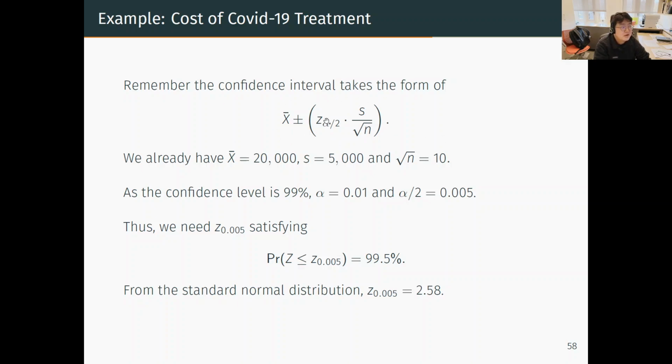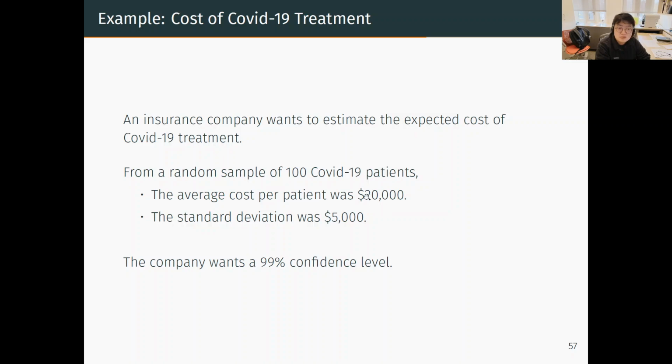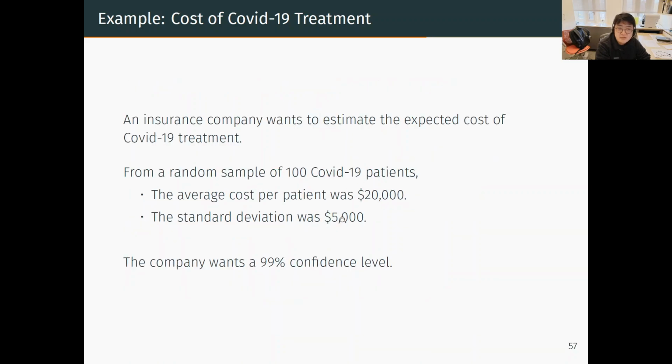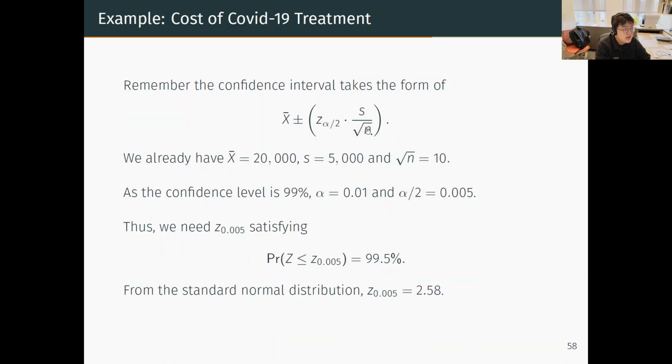The final form of the confidence interval looks like this, and you just plug in the numbers. Actually, pretty simple. X bar is calculated here, 20,000. Sample standard deviation was given, 5,000, and sample size was 100. So the square root of that is 10. You just plug that in. X bar clear, S clear, and n clear. It only remains to calculate Z.